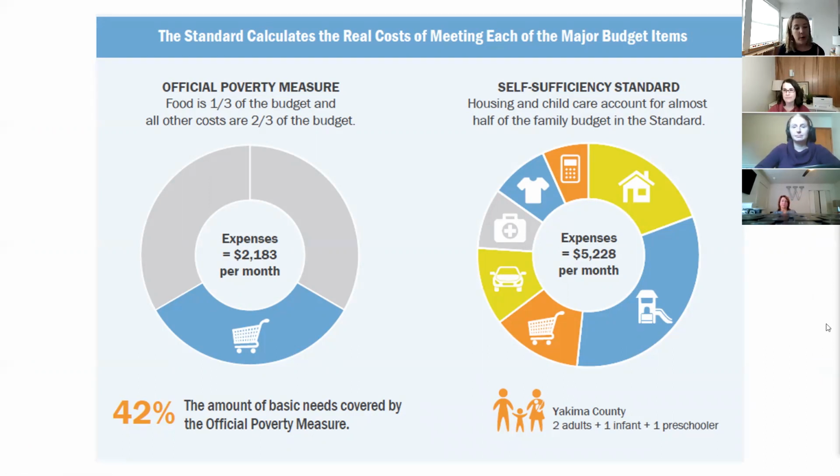And this is depicted for a family of 2 adults, 1 infant, and 1 preschooler in Yakima County. As you can see, food is only taking up about 13% of the family's budget, compared to the 33% that's indicated in the federal poverty measure. For this family in Yakima, housing and childcare take up more than 50% of their budget. This is fairly typical for families across the country. We see that families with young children are dedicating more than 50% of their basic budget to the cost of childcare and housing.